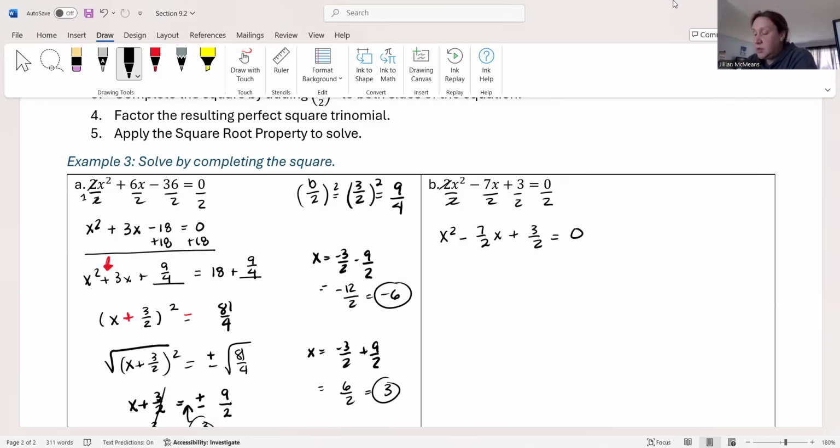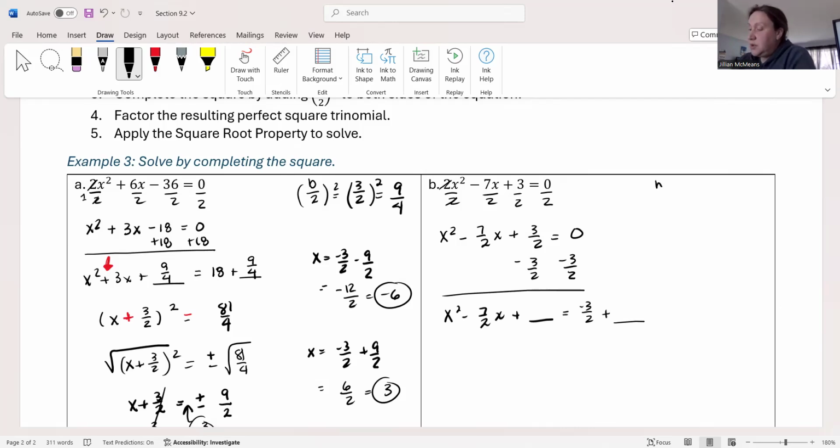Okay? We want to get the two variable terms on the left, the constant on the right. So I do need to subtract 3/2. And let's see what that gives us. So on the left, I get x squared minus 7/2 x plus, leave a little space. And then on the right, we get 0 minus 3/2, which is negative 3/2, and then leave a little space. Okay? And then let's do some work here.